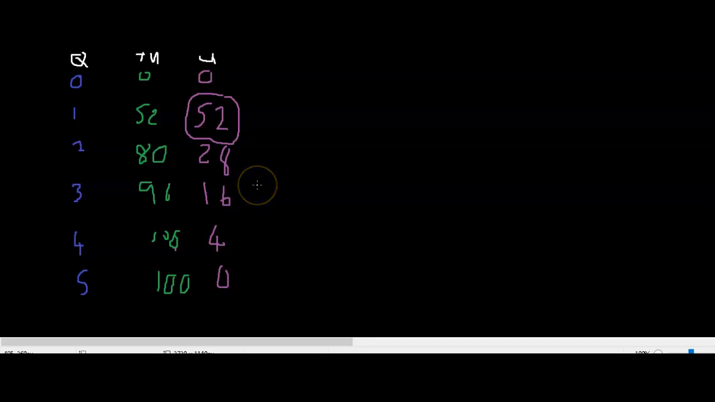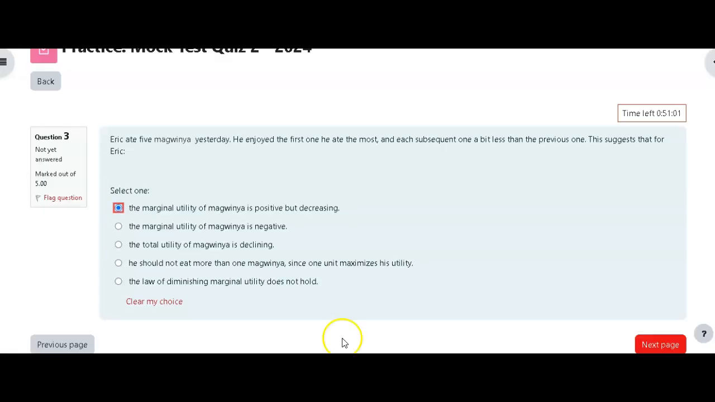Yeah, because think about it. When he ate the second one, he got less utility than the first one. Third one, he got less. Fourth one, he got less. So it's positive, and it's decreasing. Yes, that's 100% correct. So marginal utility of magvenia positive but decreasing, 100% correct.